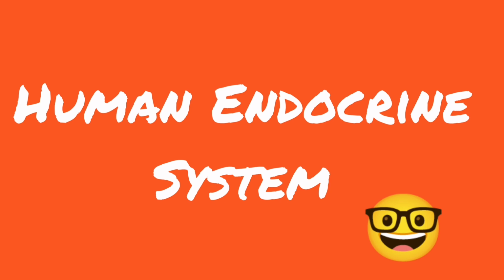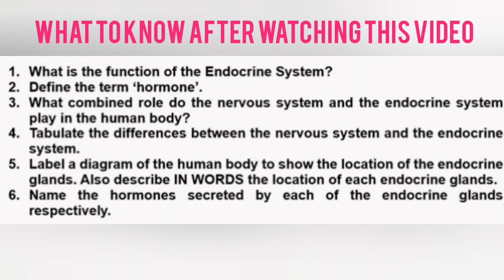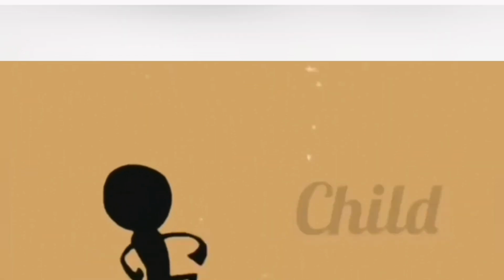Now it is a very big chapter in the matric syllabus and there's a lot of detail to do. So this video is going to be pretty short, just introducing the first few concepts like what is the function of the endocrine system, defining what a hormone is, what the combined role of the nervous system and the endocrine system is, and tabulating its differences, and then just quickly looking at what the names of the endocrine glands are, and a cheat way to learn this. So good luck, let's get started.